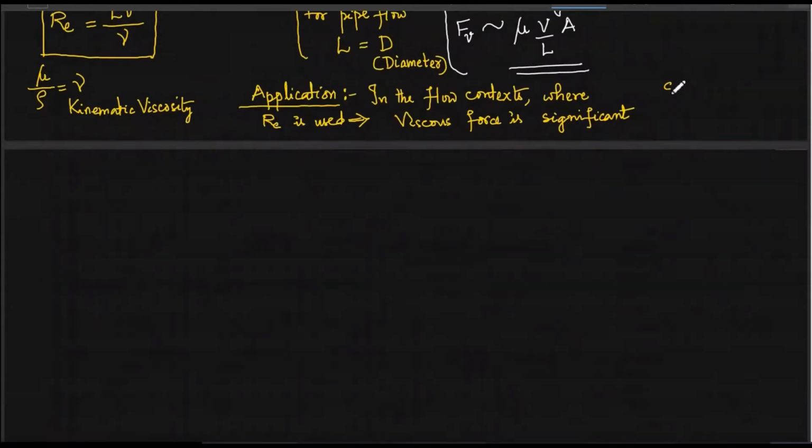Example: pipeline flows we'll consider. So flow through pipes, viscous flow through pipes. It's one of the areas where you can consider it. The second one is, say, the Froude number. Let's represent it by, say, Fr.